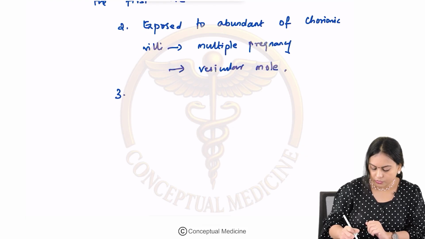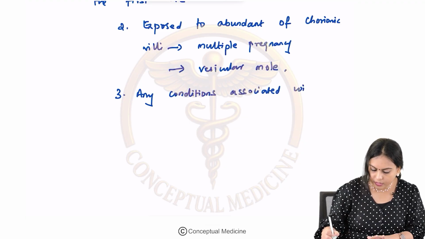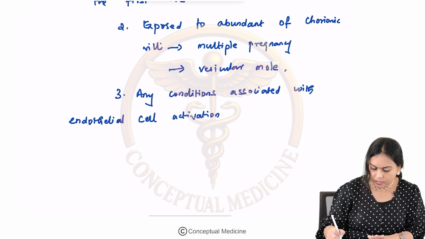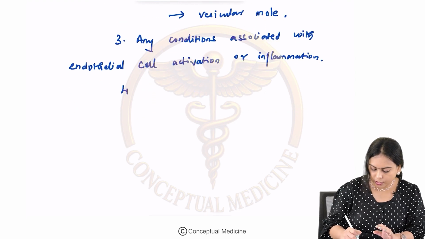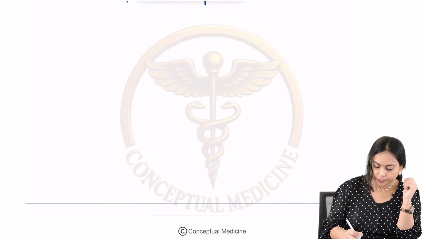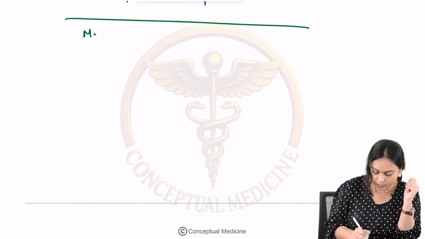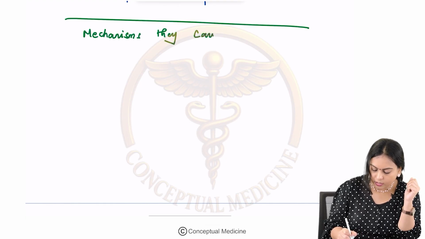So, any conditions associated with endothelial cell activation or inflammation and also genetic predisposition. Okay, so we'll see what are the mechanisms by which these factors are going to cause preeclampsia. So, the mechanisms they cause preeclampsia.